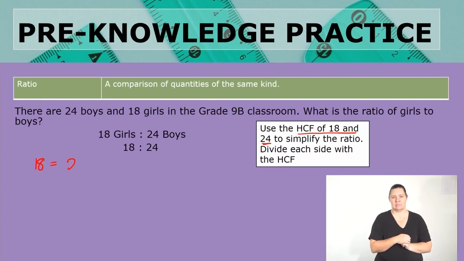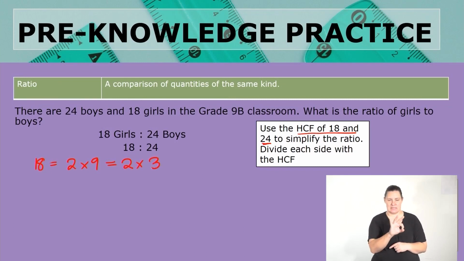So 18 is 2 times 9. But 9 is not a prime number. So we are going to write that as 2 times 3 exponent 2. Now we have written 18 using our prime numbers.